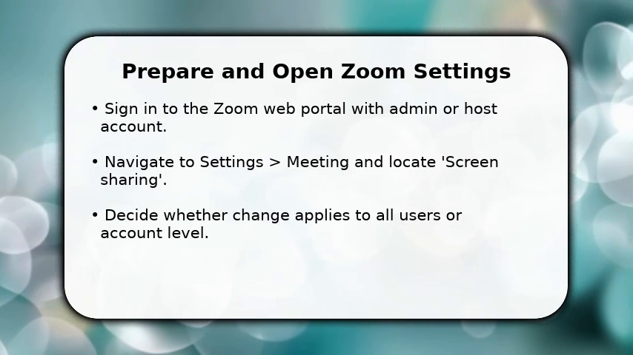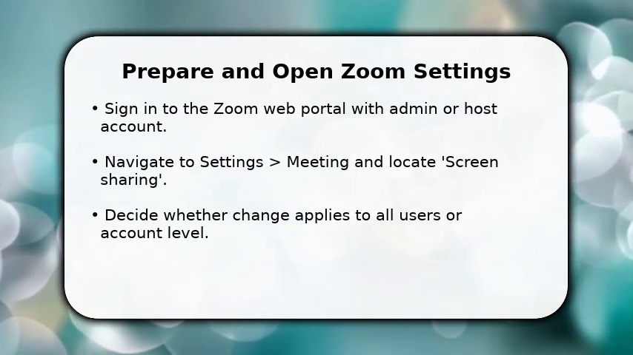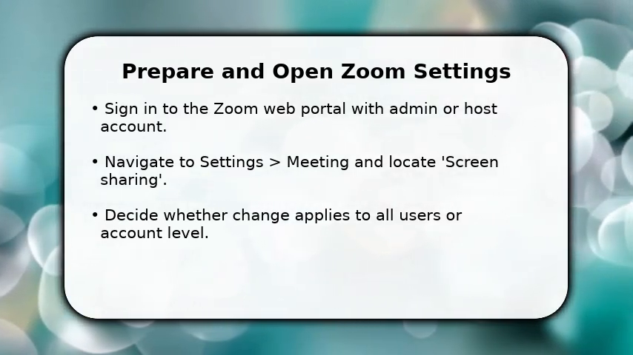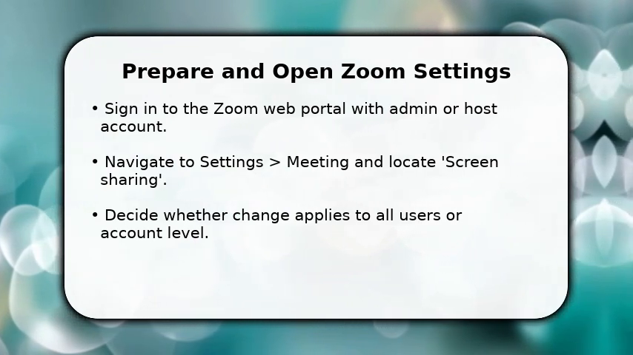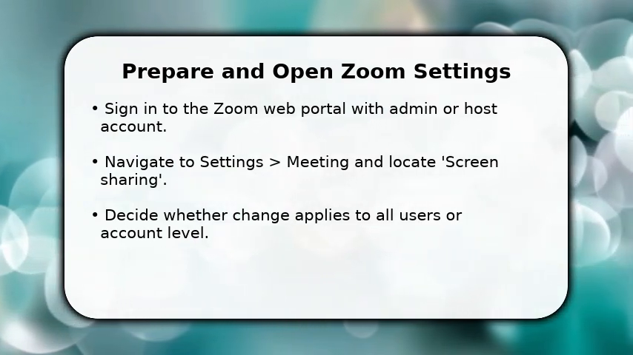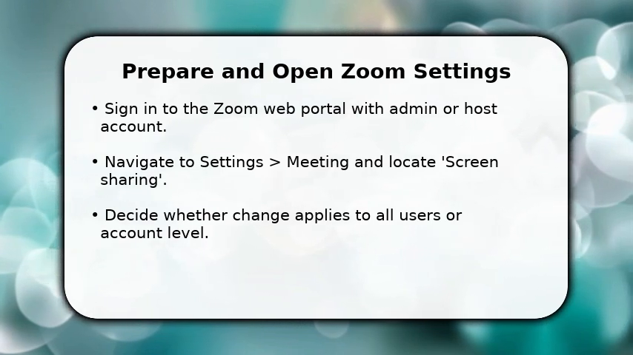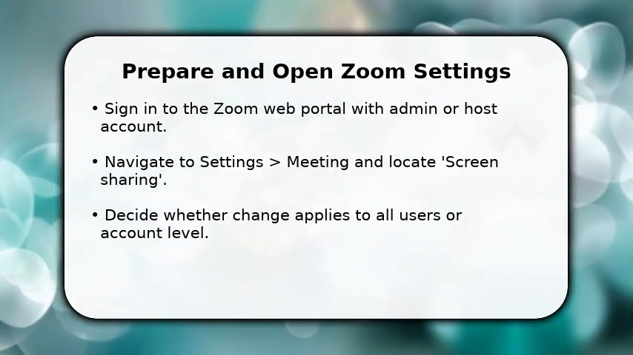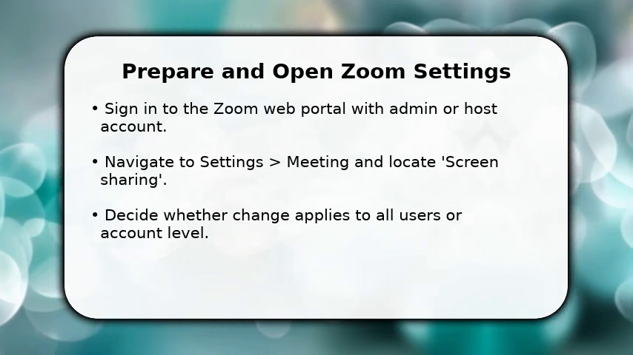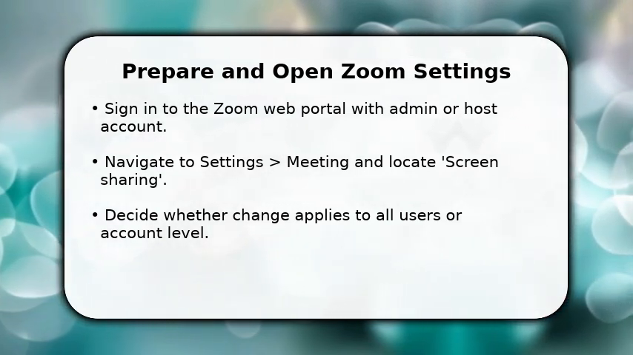You're signed in and ready. Start at the Zoom web portal because the desktop client won't show account-level controls. Click Settings, then Meeting, and scroll to Screen Sharing. Choose whether to change for the account, group, or just your user. This matters because account or group changes override local client choices.